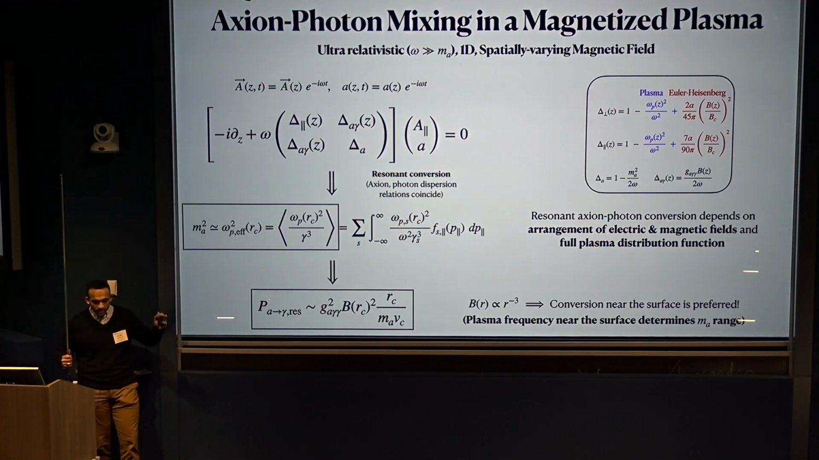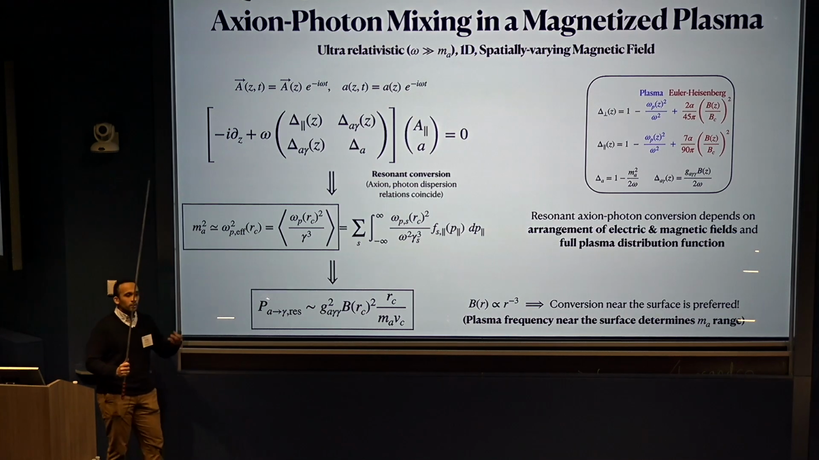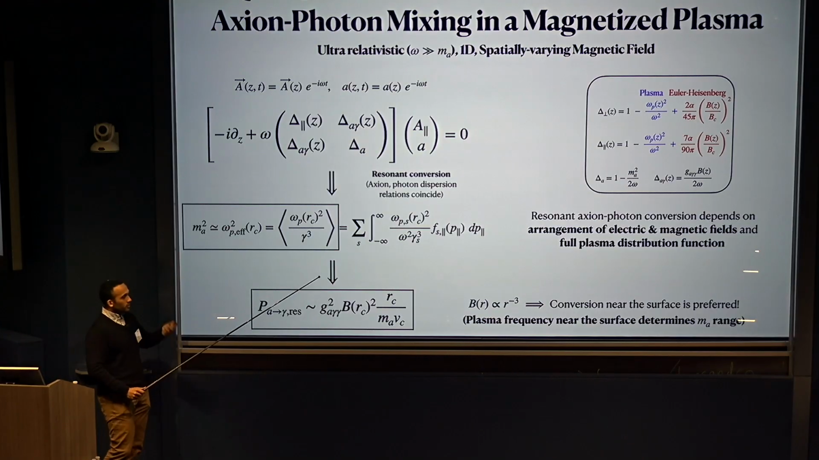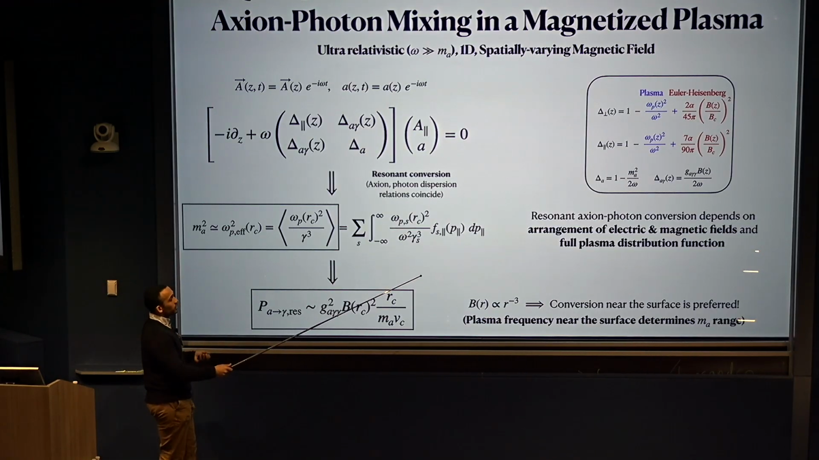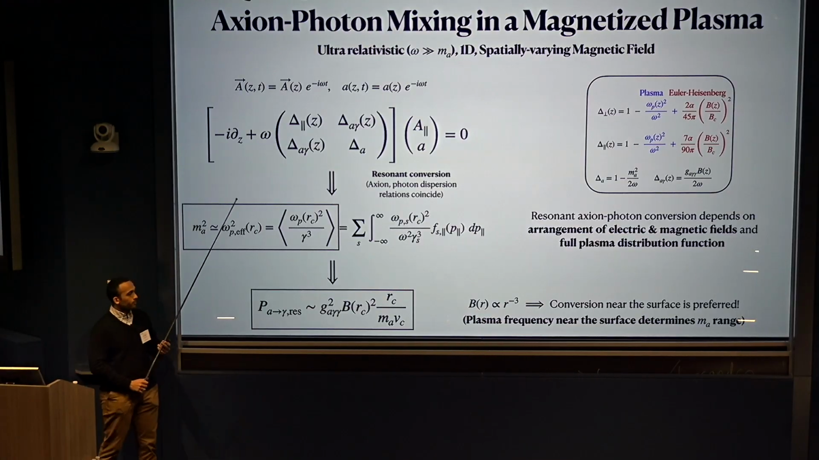And so the basic takeaway of this slide is that I want to emphasize that really the signals that we expect from axion-photon mixing in these systems hinge critically on understanding how plasma and electric and magnetic fields are behaving.